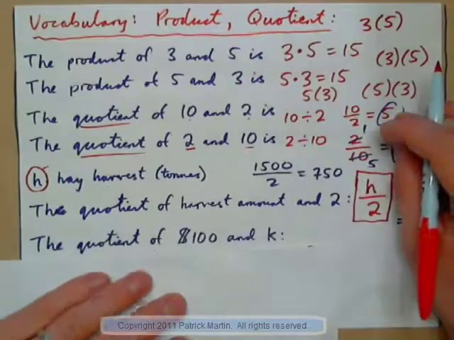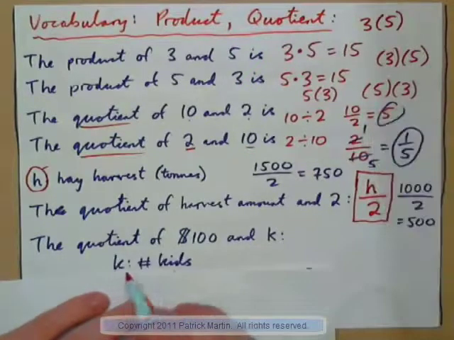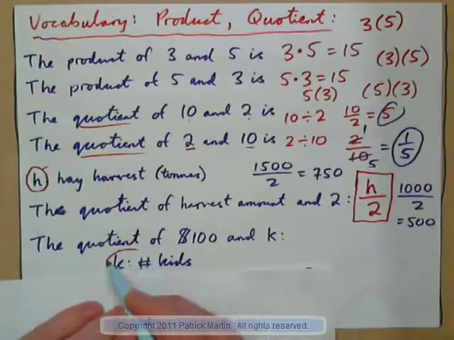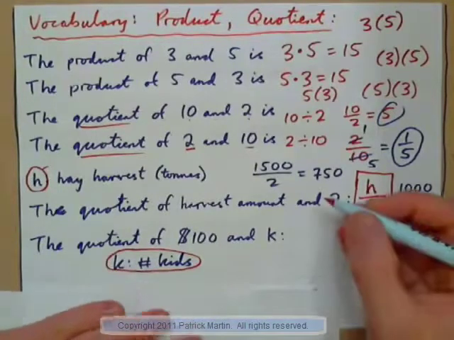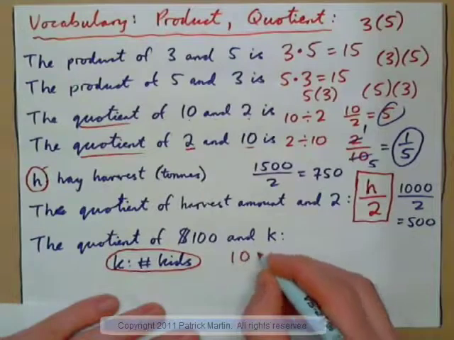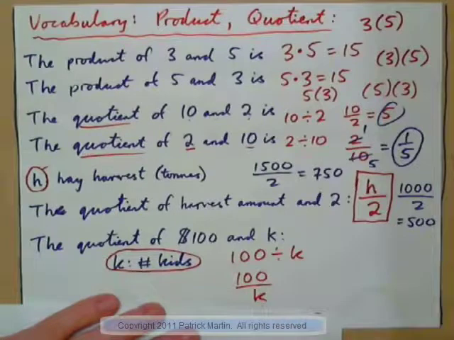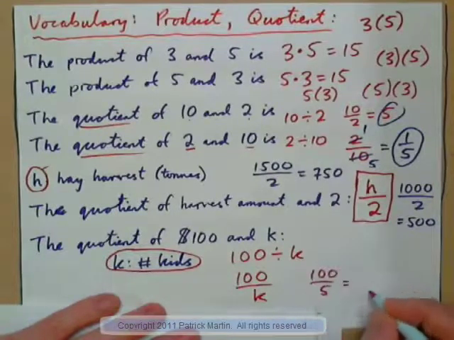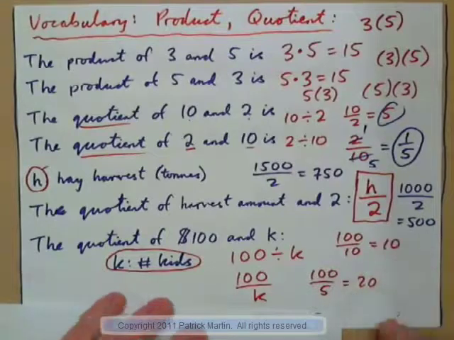Okay, look at this one now. The quotient of $100 and k, where k represents number of kids. So if you had $100 and you wanted to split it amongst a group of children, well, the quotient of $100 and k would look like this: 100 divided by k, or 100 over k. So if there were 5 children, 100 over 5 is 20, each one gets $20. Or if there were 10 children, 100 over 10, each child gets $10, right?